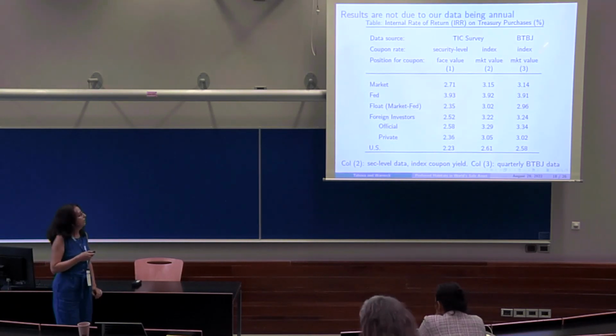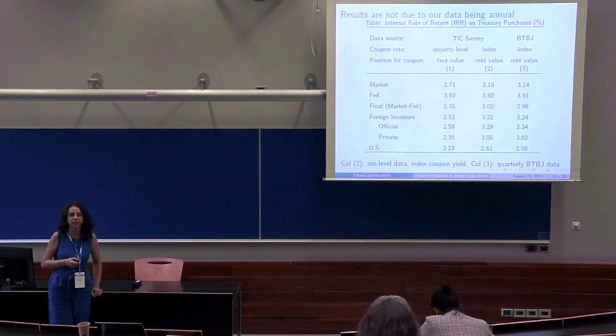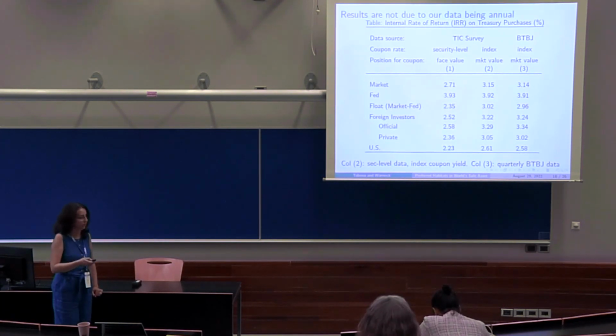And in the last column, we use flows data, aggregated flows data, and we do the same thing. And we see that really the ordering doesn't change. So the result is that it's not true that foreigners have poor timing and low returns. They actually perform quite well. Okay.